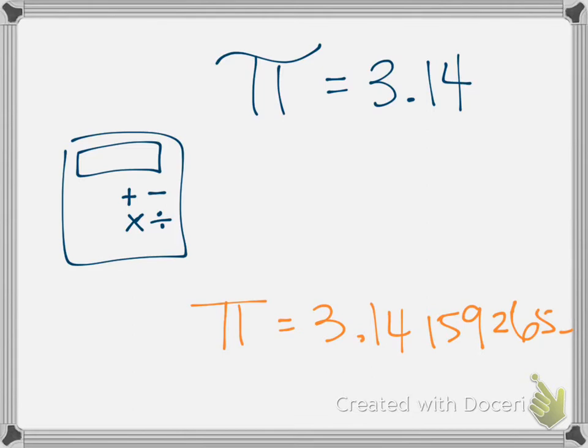So the reason that this matters, we use the rounded version. When you round in the middle of a problem and then you multiply things by the rounded amount, you are going to be off by a little bit.